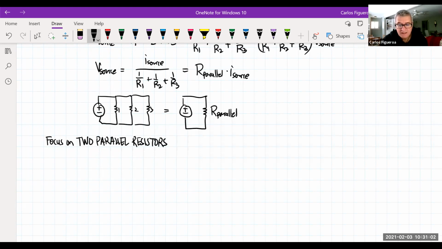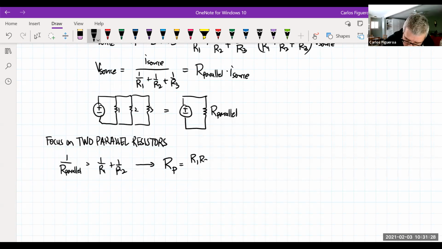And I want to show you some tricks here. Okay, so the first thing is that if I have 1 over R parallel, what this tells me is that I have this expression right here. Now, if I solve for this algebraically, then this is going to be R1 times R2 divided by the sum of R1 and R2. Please do yourself a favor, memorize this. Okay? Memorize this.